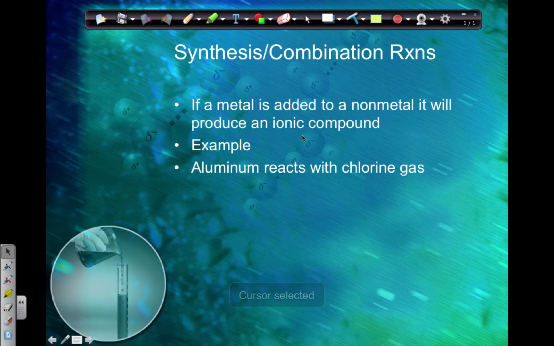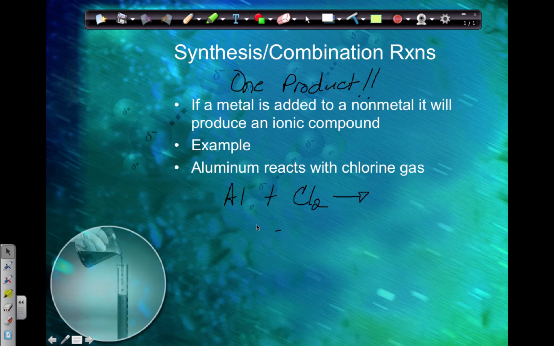All right, so synthesis is where you have one product. So it's the opposite. So if you have a metal and you add it to a nonmetal, that's going to make an ionic compound. So if it's aluminum reacting with chlorine gas, aluminum is just Al. Chlorine gas is Cl2. It's a Brinkelhoff. So now put it together to make the ionic compound. Check charges. Aluminum is +3, chlorine is -1, so it's AlCl3. Like that.